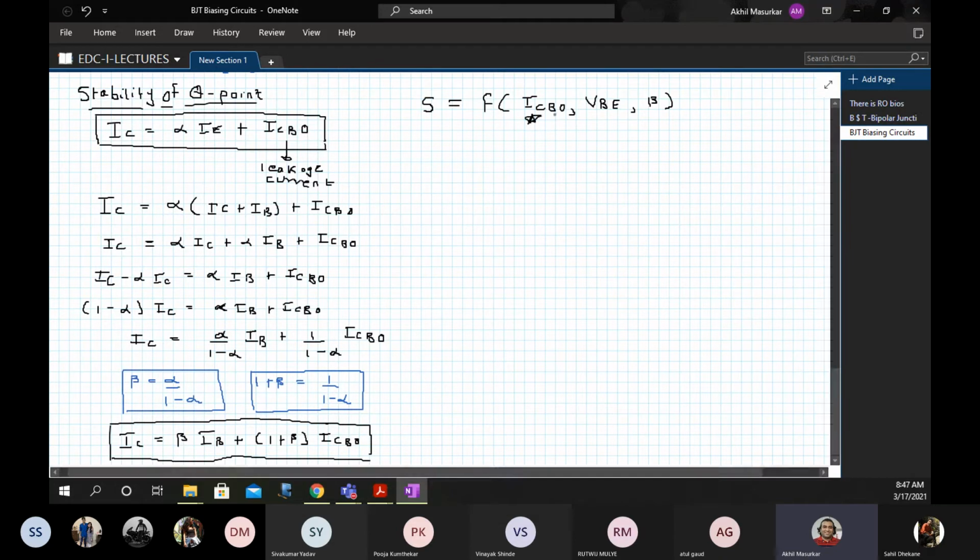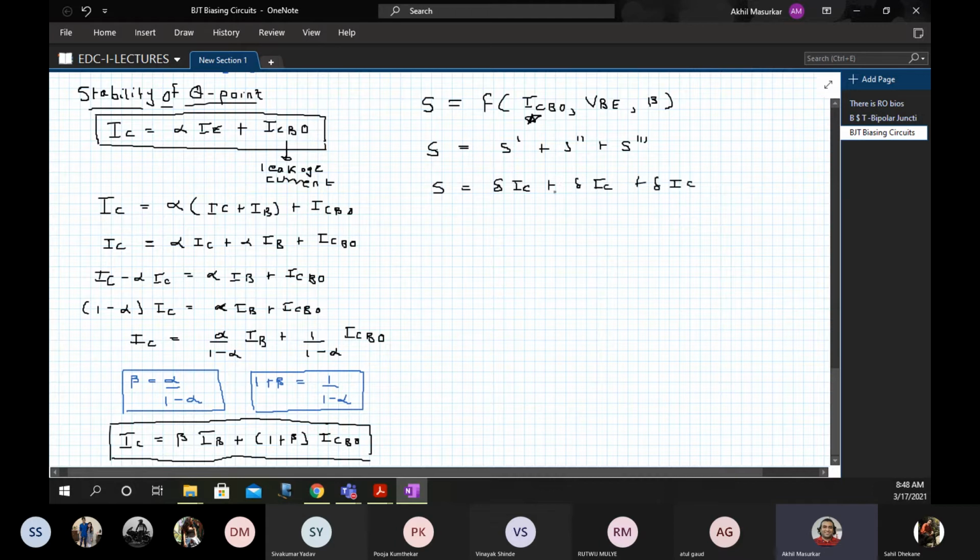So ICBO is a concern when it comes to designing the circuits. Here we will define stability as a function of three terms, that is S dash plus S double dash plus S triple dash. There are three terms for three parameters: ICBO, VBE and beta. Now what is S dash? S is equal to, I will say, change in IC. We want change in IC.